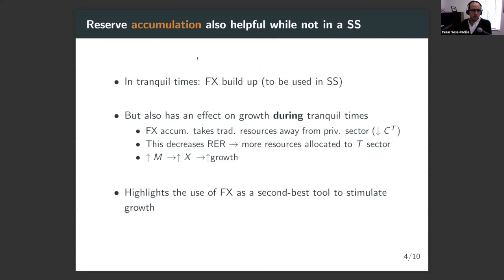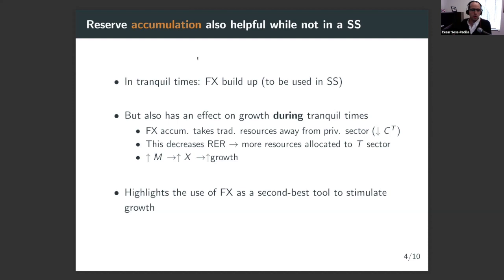Okay, so it's building up the reserves for two reasons: to use them in the sudden stop that I just talked about, but also because it has an effect on growth during tranquil times, and this is where the externality is at full play, right? The FX accumulation takes tradable resources away from the private sector, so decreases tradable consumption. That decreases the real exchange rate and makes it more profitable to allocate resources to the tradable sector, meaning labor to the tradable sector, and that increases the demand for imported inputs, which increases knowledge, which increases growth.